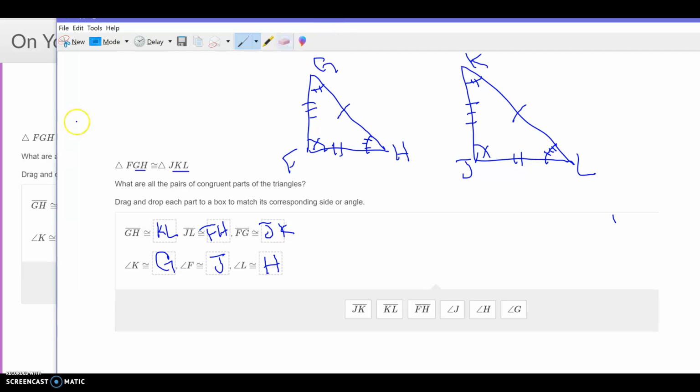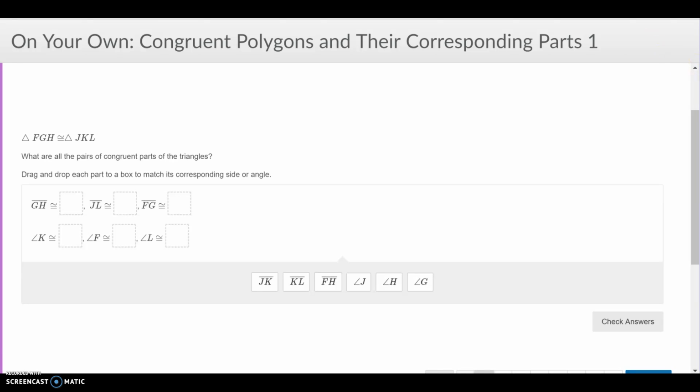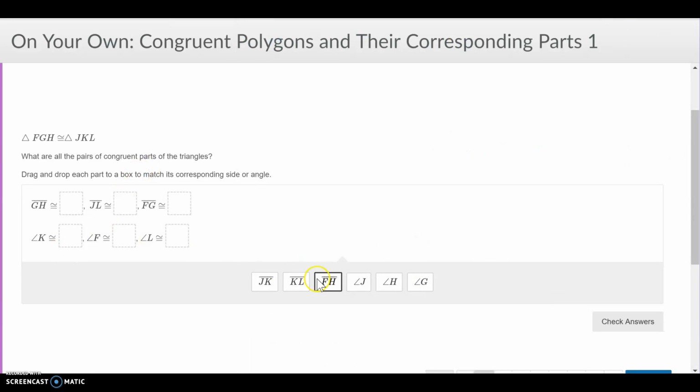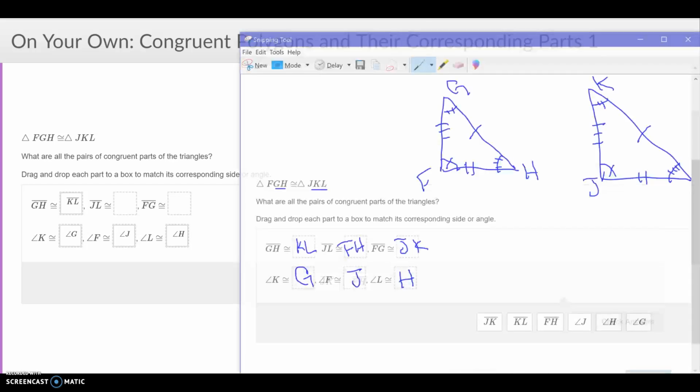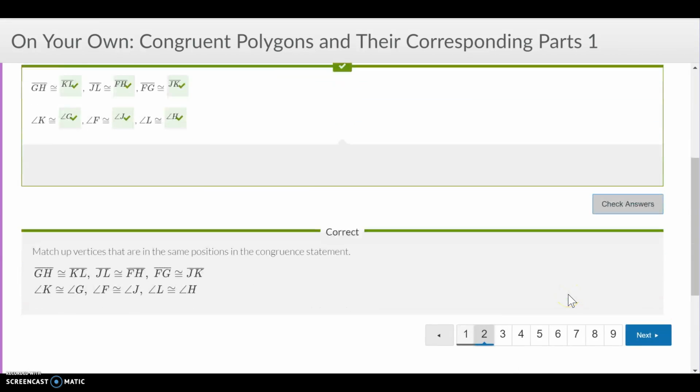Alright, we're just gonna make this a little smaller. We can type in and see if we're right. Uh-oh. It won't show them at the same time. That's okay. G J H and then KL, FH. We only have one left. Check our answers and we take it.